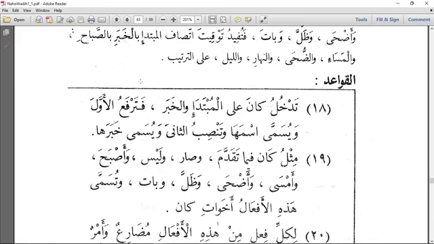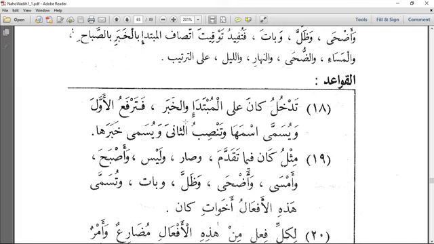تدخل كان على المبتدأ والخبر فترفع الأول ويسمى اسمها وتنصب الثانية ويسمى خبرها. Kana enters upon Mubtada and Khobar. If we can't remember what Mubtada and Khobar is now, we should refer to the previous classes. So it enters upon Mubtada and Khobar. We use it with Mubtada and Khobar.